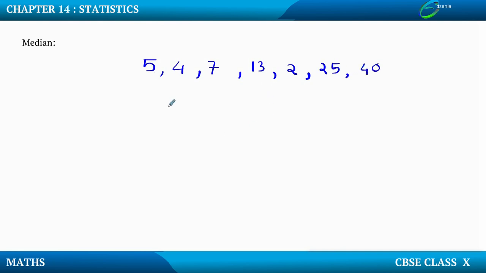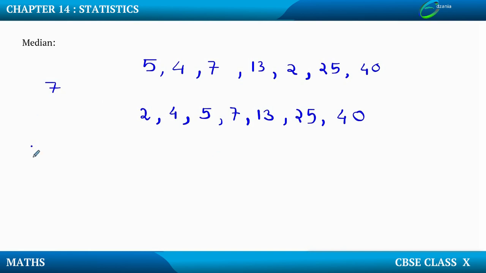Now, how many observations do I have? I have 1, 2, 3, 4, 5, 6, 7. I have 7 observations. First of all, what we are supposed to do is arrange the data in ascending order or descending order. So, if I arrange this in ascending order, I'll get 2, 4, 5, 7, 13, 25, and 40. So the data is arranged in ascending order.